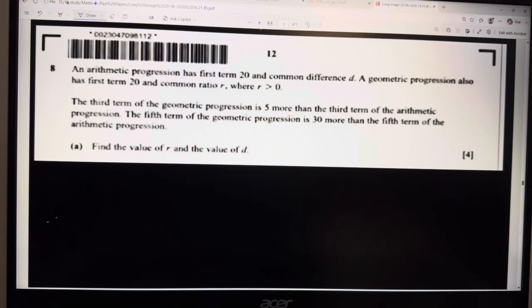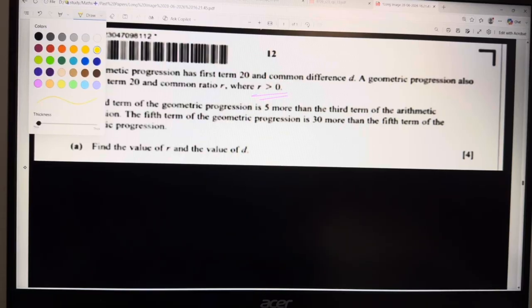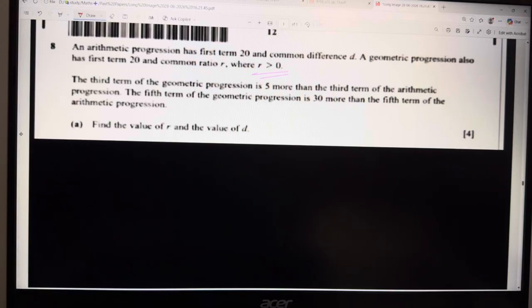Okay, so question number 8 says an arithmetic progression has a first term 20, a common difference d. A geometric progression also has a first term 20 and common ratio r, where r is greater than 0. The third term of the GP is 5 more than the third term of the arithmetic progression. The fifth term of the GP is 30 more than the fifth term of the AP. Find the value of r and d. So we have to construct an equation so we can solve it.